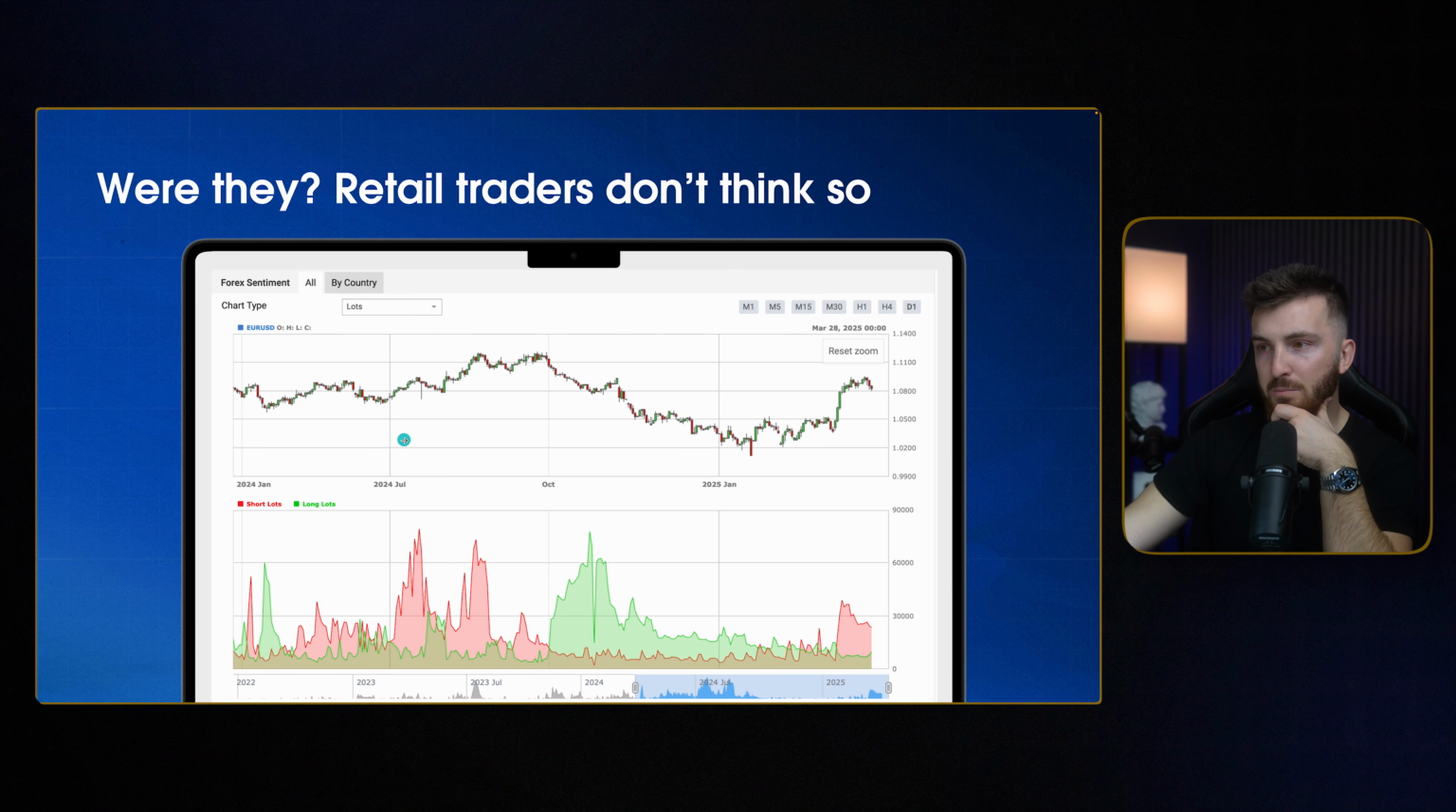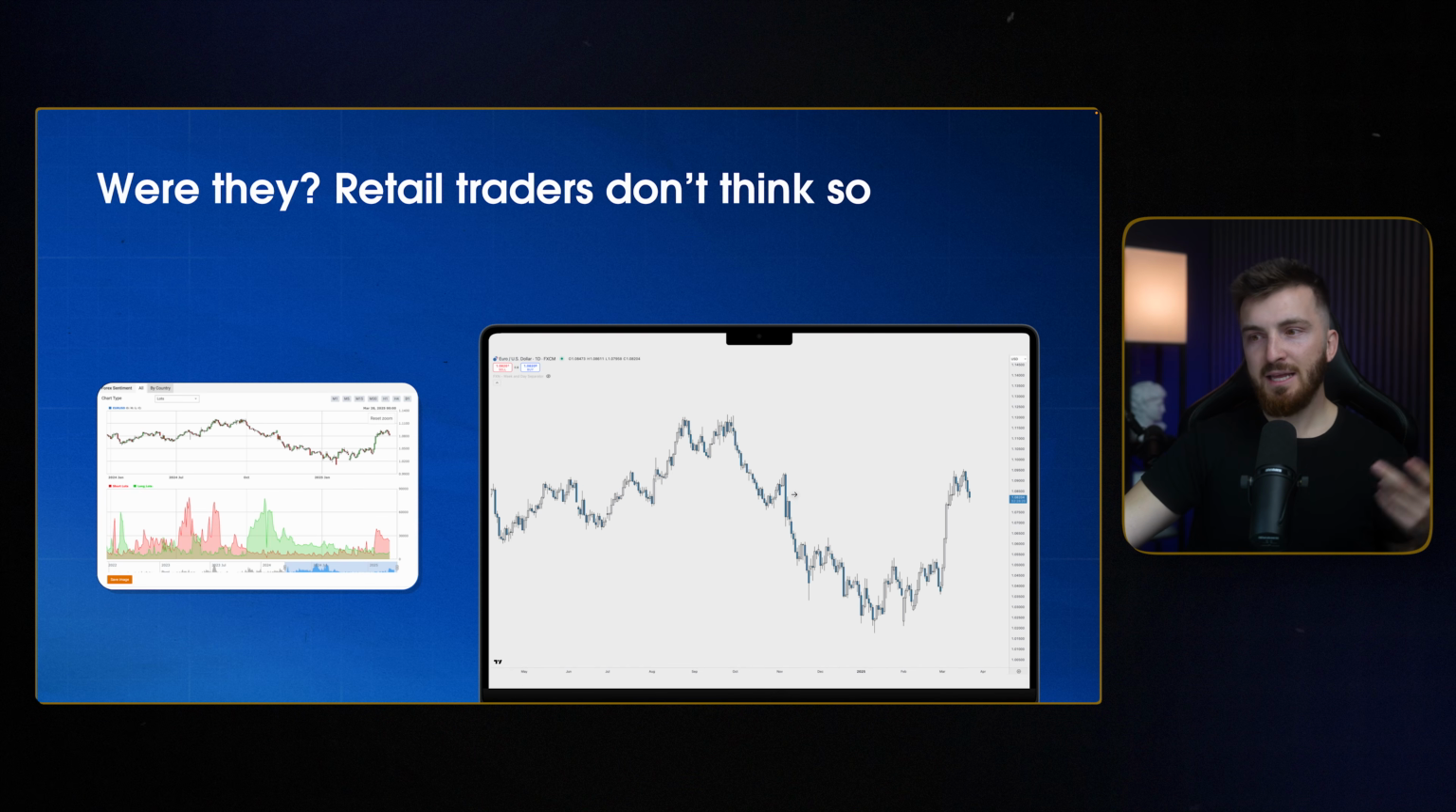The market is moving up, retailers are shorting. The market is moving down, retailers are longing. So can you see that maybe these are not that obvious, right? And even if it is, let's say that it is.